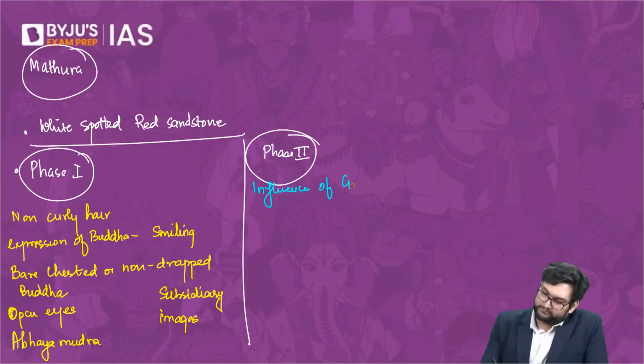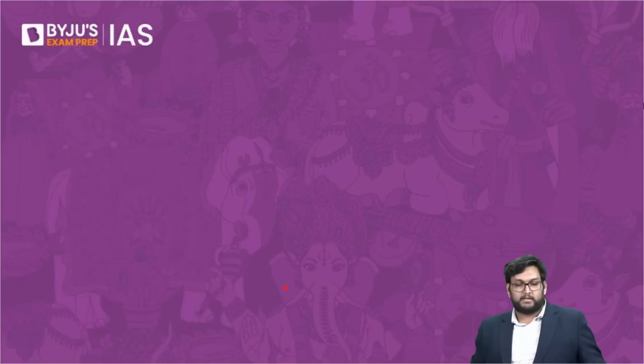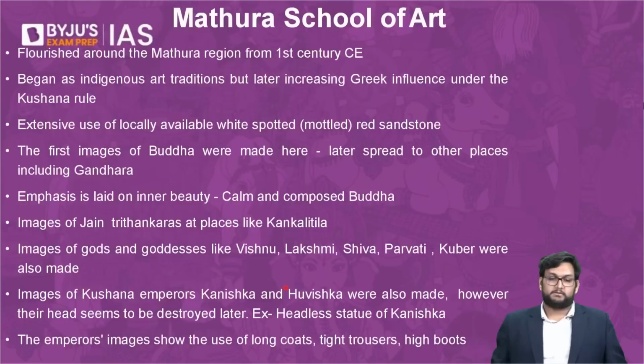Influence of Greco-Roman art. Herein we have 3 to 4 things. Curly hair, half closed eyes. How did I mark curly hair? This. No.